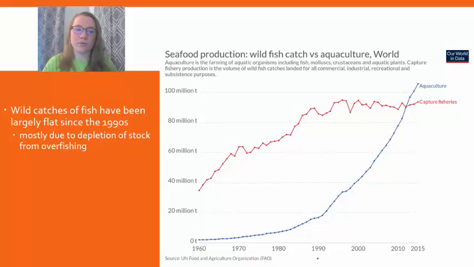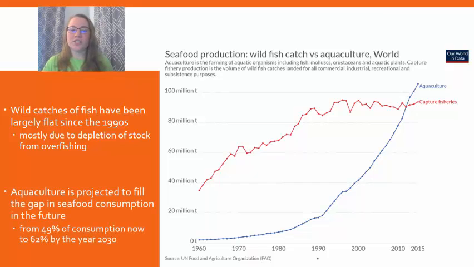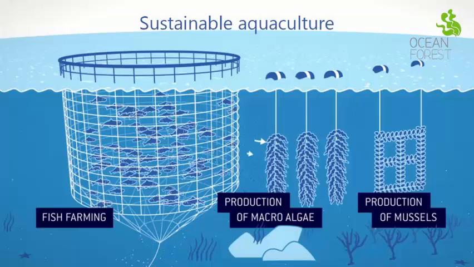But why do we care about aquaculture? Well, wild-caught fishes have been largely flat since the 1990s. So we're not seeing this increase in fish catch from the ocean, and that's largely due to this depletion from overfishing. So aquaculture is projected to fill that gap because we have this growing demand for meat protein, particularly from fish and shellfish. And right now, aquaculture accounts for about 49% of global consumption, and it's projected to continue to increase and account for about 62% by the year 2030.